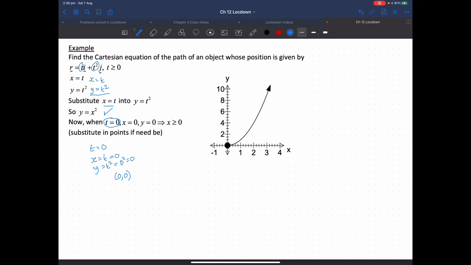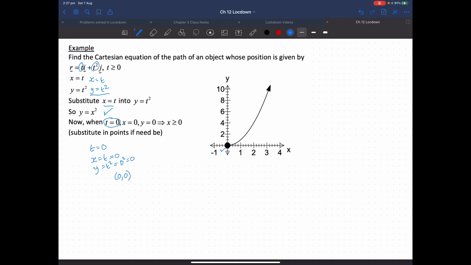So y equals x squared is a parabola. It is starting at the point x equals 0, y equals 0. I've marked that in as a point on my graph, and then I have drawn in the part of the parabola on the right hand side.